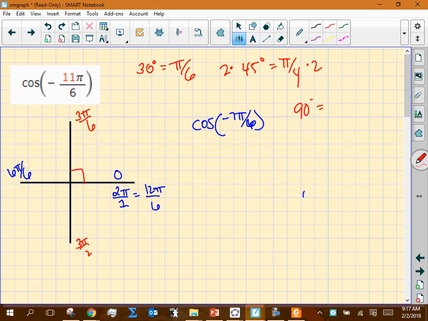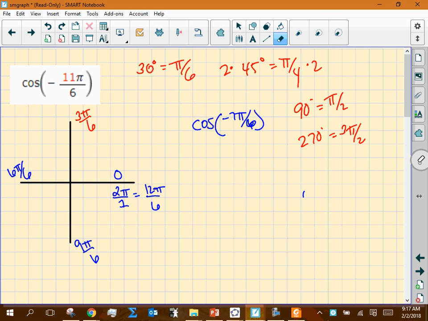Maybe developing some associations here. 90 degrees is pi over 2. 270 degrees, which would be that angle right there, is 3 pi over 2. Because it's that 90 degrees plus that 90 degrees plus that 90 degrees. So pi over 2 plus pi over 2 plus pi over 2 gives you 3 pi over 2. But writing it with a denominator of 6 would be 9 pi over 6.